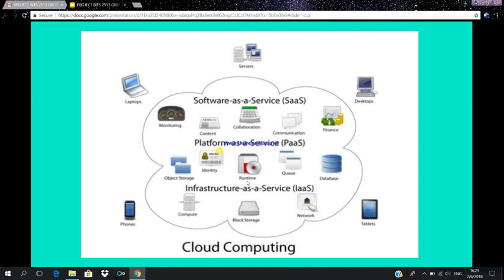There are 4 primary deployment models: public model, private model, community model and hybrid model. The service models in cloud computing are infrastructure as a service, software as a service and platform as a service.